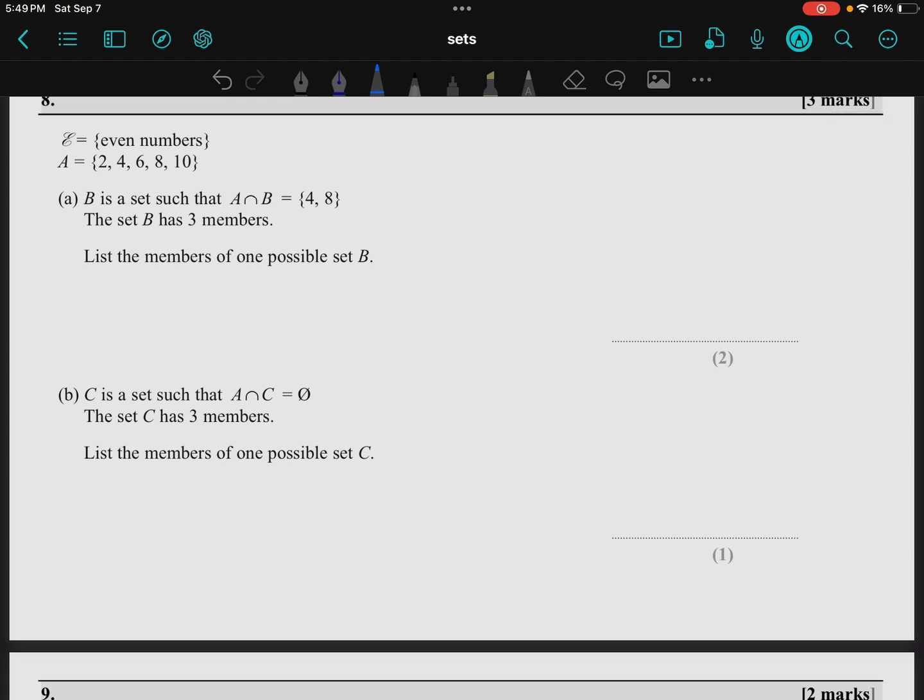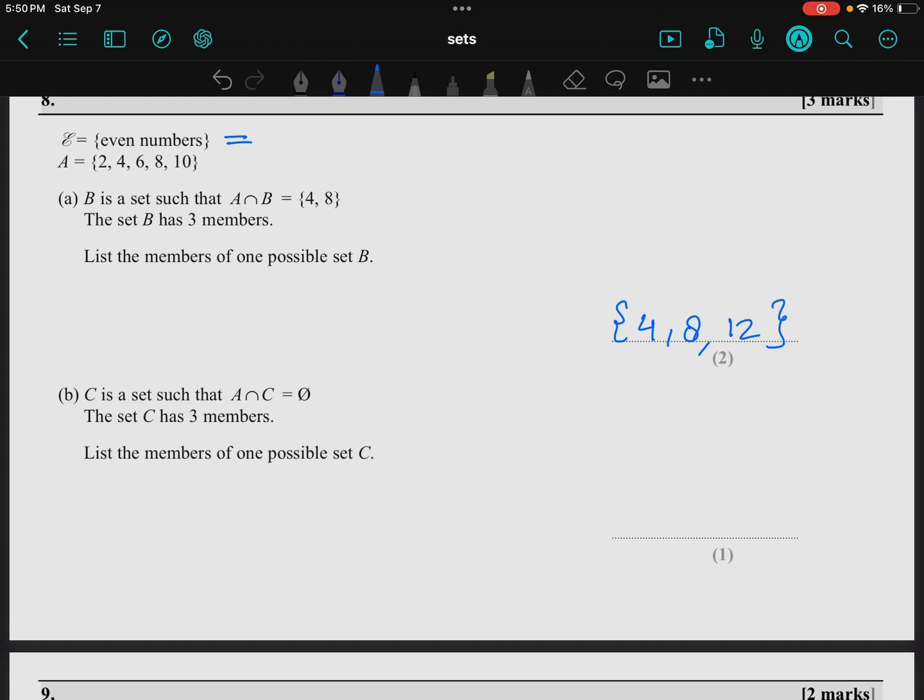Universal set is even numbers. Set A is 2, 4, 6, 8 and 10. B is a set such that A intersection B is 4, 8. The set B has 3 members. List the members of one possible set B. So 4 and 8 are common, so we will write 4, 8. One more member that we can write in set B, because the universal set here is even numbers, so any even number we can take. So we can take 12 here.